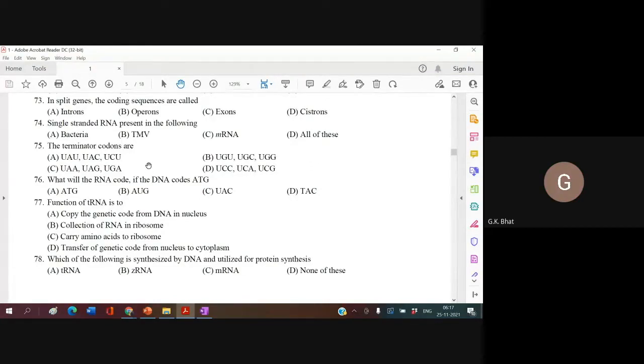75. C. Aisha? Are you there? Yes, sir. Quick. 75. Kanisa? C. What they are called? Stop codons. 76. Prithviraj.